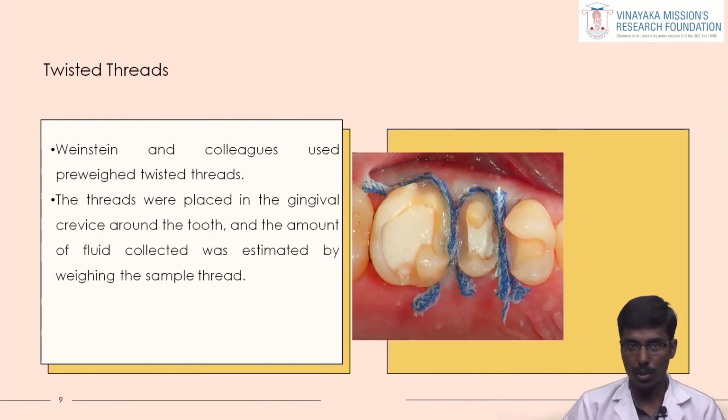Now coming on to the twisted threads. Before going on to these twisted threads, the area should be isolated. Then the twisted threads will be weighed before placing into the gingival sulcus. After placement into the gingival sulcus, again these twisted threads will be weighed. So the difference in weight gives the quantity of the GCF collected in the twisted threads.